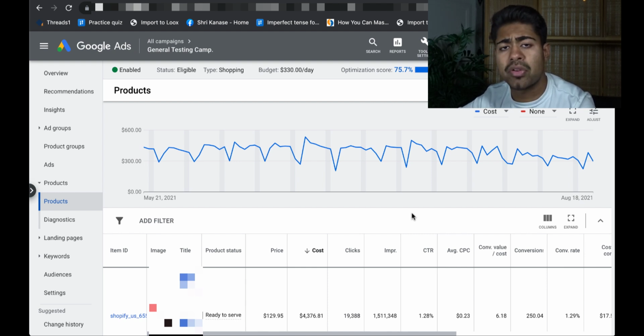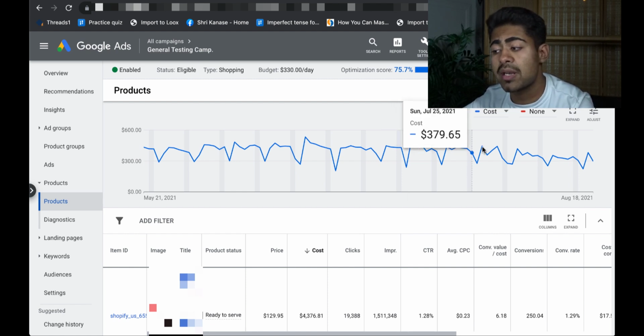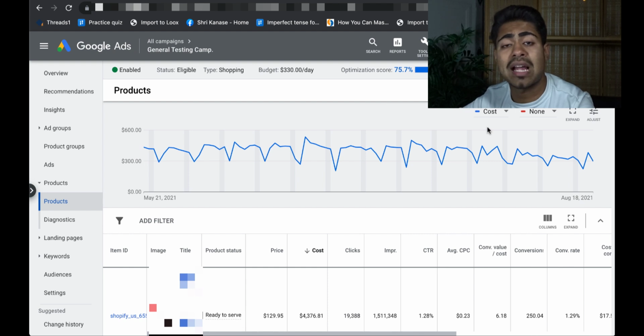In order to further illustrate and understand this, let's take a look at my own personal Google Ads account, within one of my own shopping campaigns, and the data that the campaign has provided over a period of time, to see exactly how things work with Google Ads. So right here is my general testing campaign running, and this data is from May 21st of 2021 all the way up to today when I'm recording this video, August 18th of 2021.